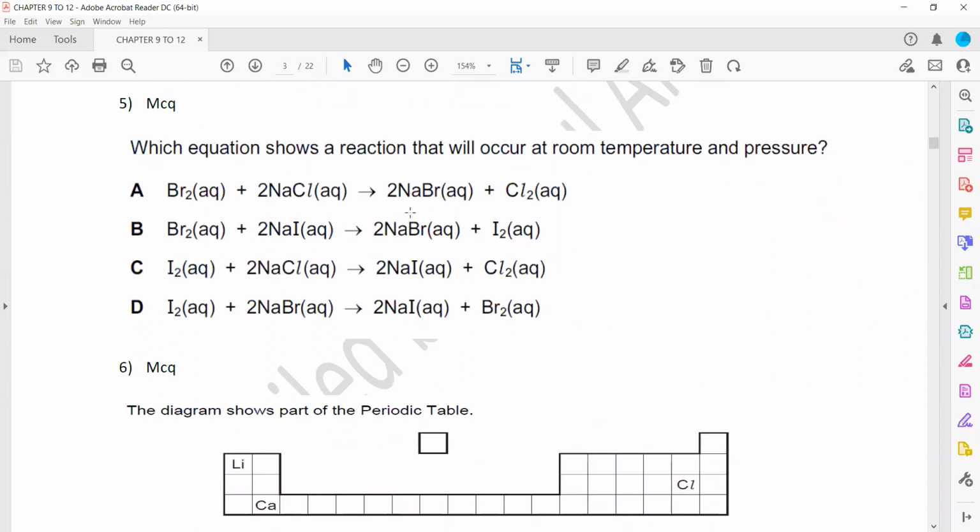Question 5, which equation shows a reaction that occurs at room temperature? Remember, the more reactive.